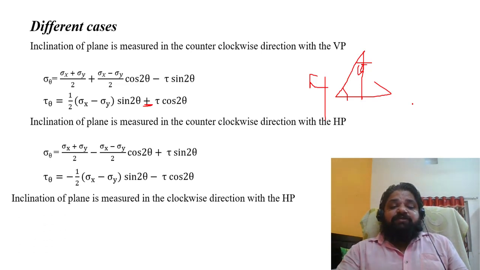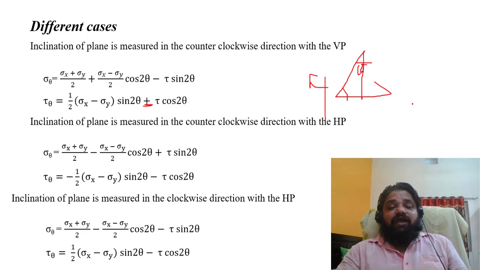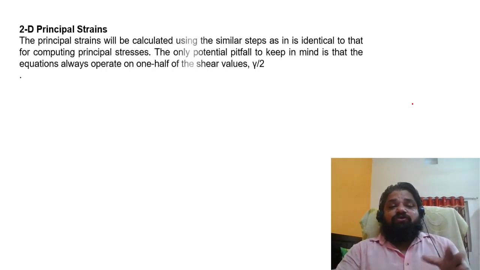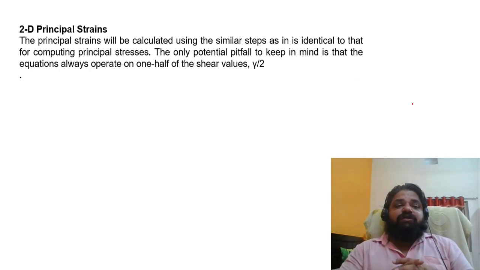So when the inclination of the plane is measured in the clockwise direction, this is how to represent sigma theta and tau theta, just to cover all the different cases. If you see, only the plus or minus signs are going to change. All the other things will be the same. It is not going to change much.